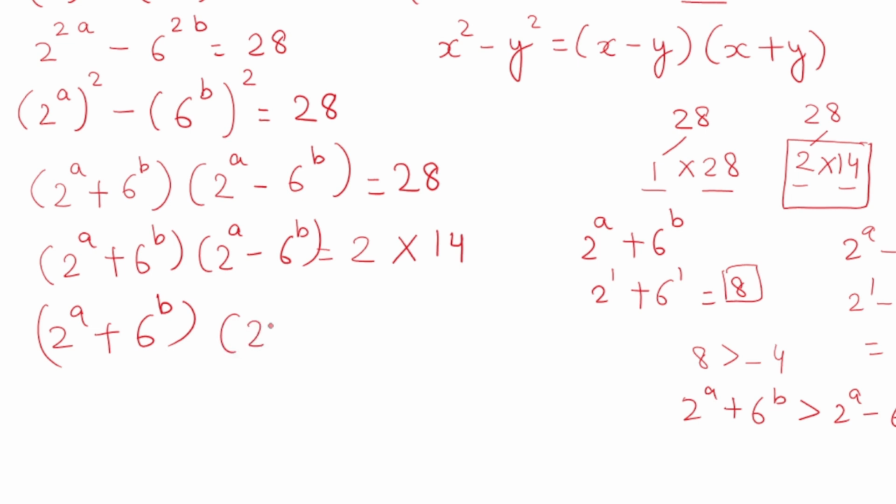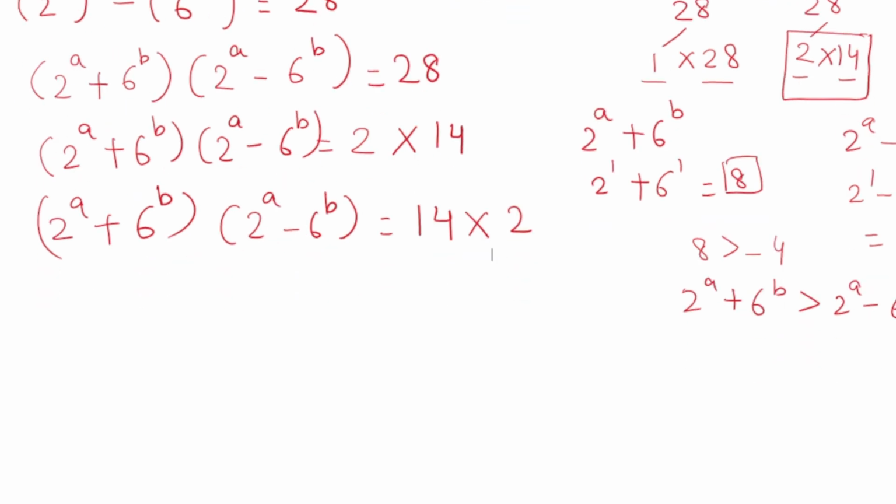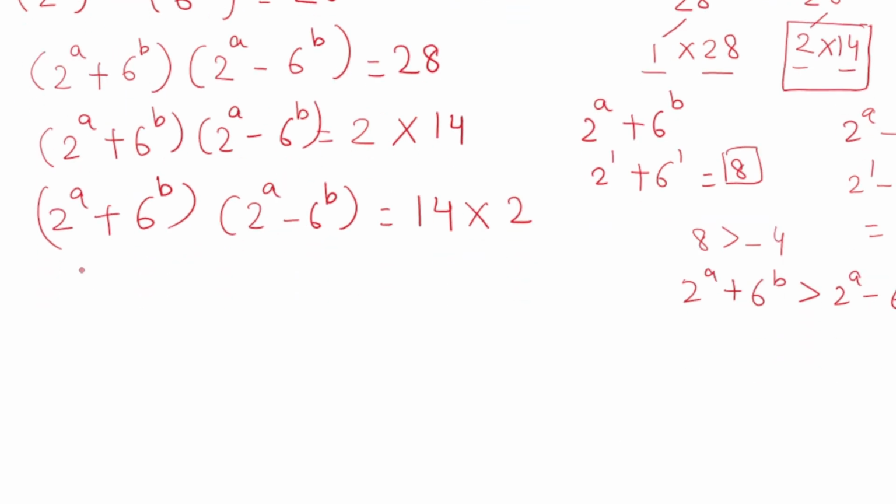2^a 6^b should be written like this, 14 times 2. Why? Because the sum of the two numbers would be greater than their difference or subtraction. So now we will get two different equations to solve these two variables. So how am I going to write them?